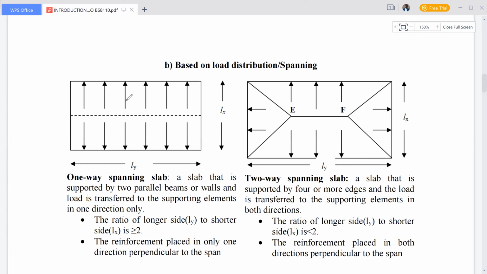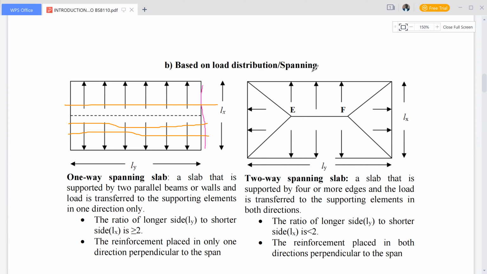So this is what I mean. This is our span from here to here. Reinforcements will be placed here, perpendicular to the span. So they run this way. This will be our reinforcements.